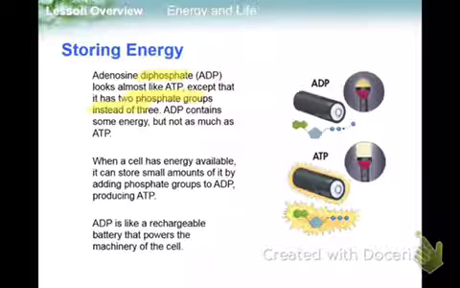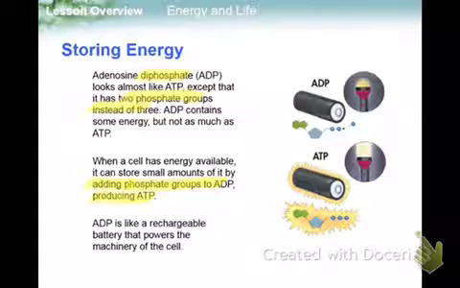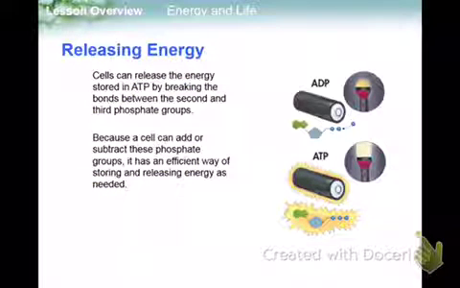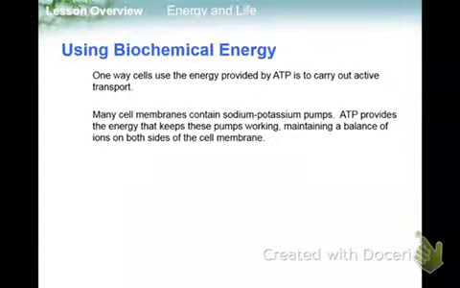When a cell has energy available, it can store small amounts of it by adding phosphate groups to ADP and produces ATP. So ATP is stored energy. ADP is like a rechargeable battery that powers the machinery of the cell. So in order to release the energy stored in ATP, breaking off that 3rd phosphate group is the way it's done. Energy is released. Because cells can add or subtract phosphate groups, this is the way that energy storage and release happens.